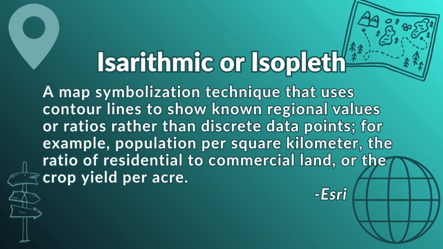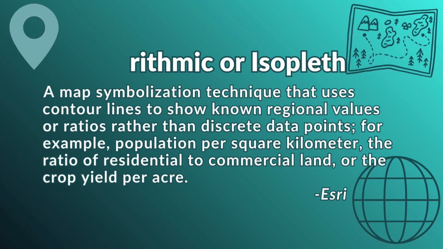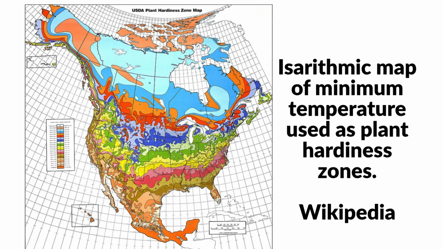Isarithmic maps use interpolation. The software takes discrete data points, like weather stations, and calculates the mathematical gradient between them, drawing lines of equal value. Contours. Exactly, known as contours.